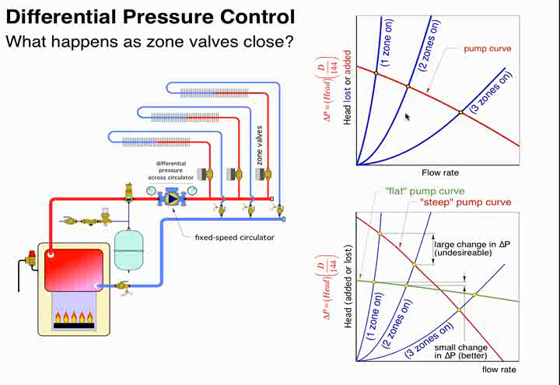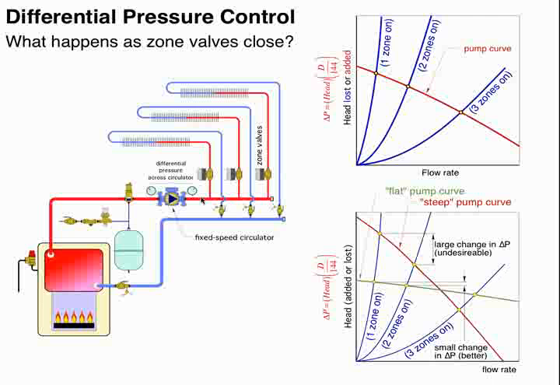We want to go to a lower flow rate because we just shut down one of the zones. We don't need the pump to produce the same flow rate. But the movement upward is undesirable. We don't want a change in pressure between the supply header and the return header. Now, inevitably, you will get that change in pressure if you just do the system the way it's shown here.